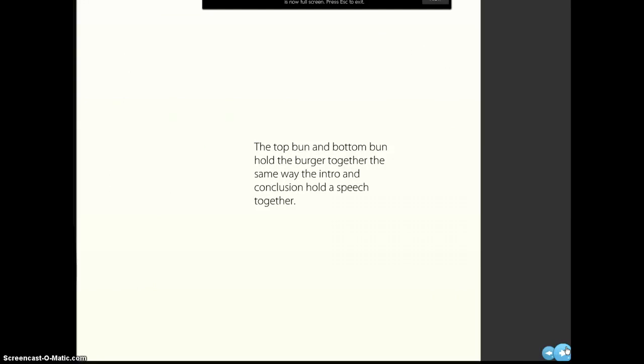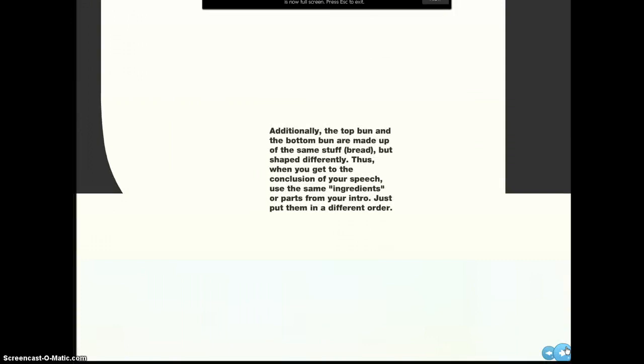The top and bottom bun hold the burger together the same way that an introduction and a conclusion hold the speech together. Also, if you think about a hamburger, both buns are very similar to each other, but not exactly the same. The top bun is a little bit different than the bottom bun. The same thing can be said of your speech. Your introduction and conclusion should use the same ingredients, but maybe put them in a different order and have a little bit of variety to it.